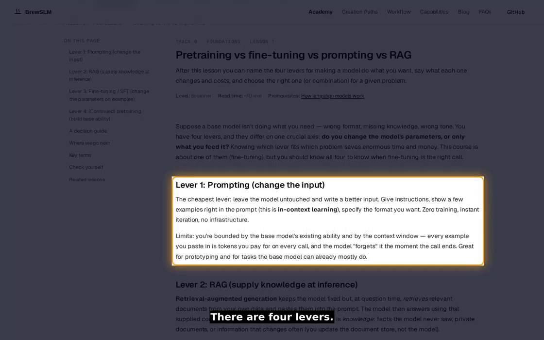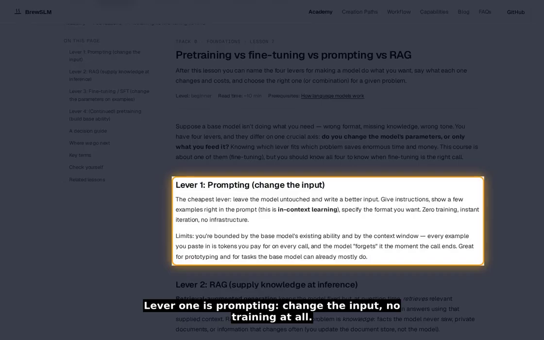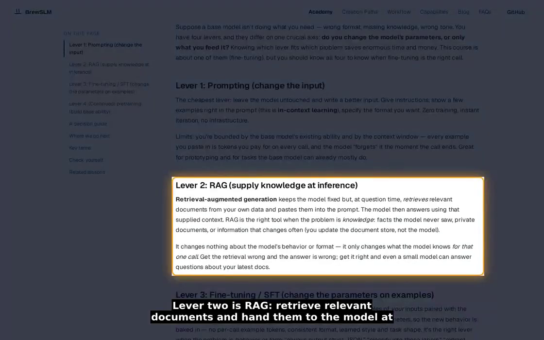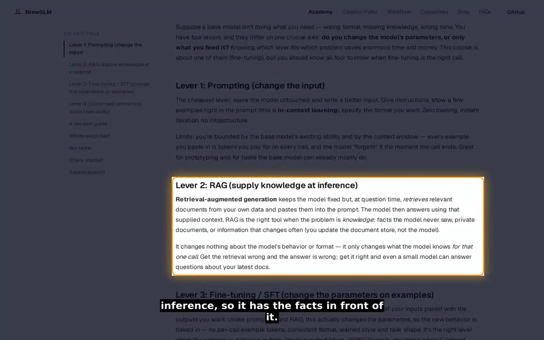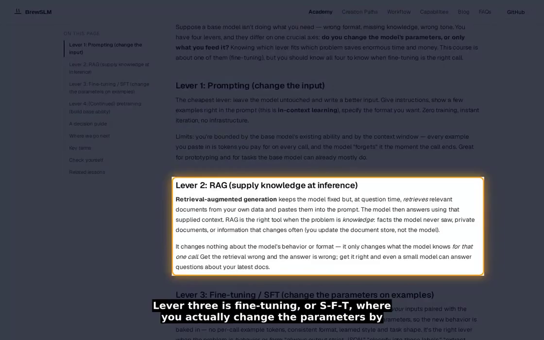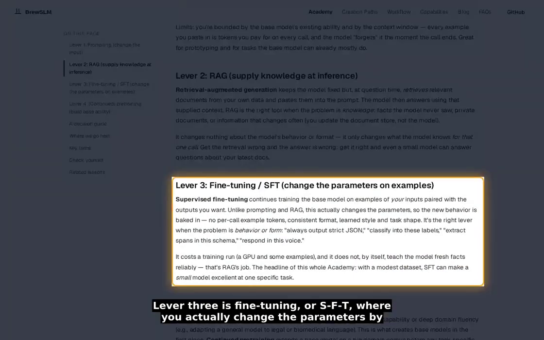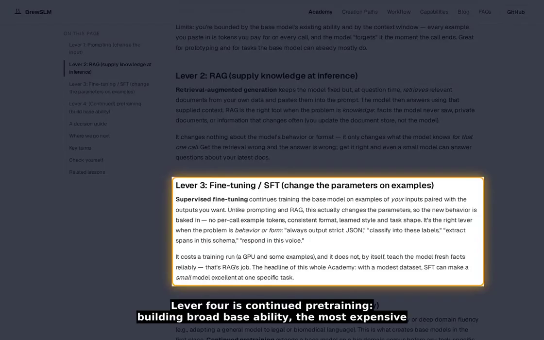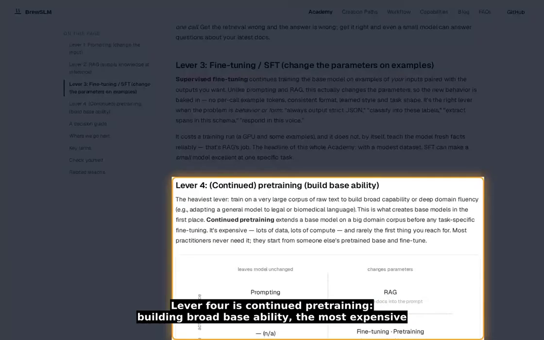There are 4 levers. Lever 1 is prompting. Change the input, no training at all. Lever 2 is RAG. Retrieve relevant documents and hand them to the model at inference, so it has the facts in front of it. Lever 3 is fine-tuning, or SFT, where you actually change the parameters by training on examples. That is what this academy is about. Lever 4 is continued pretraining, building broad base ability, the most expensive option.